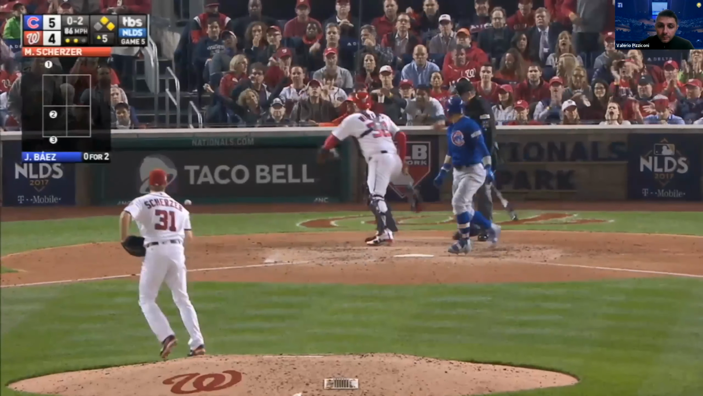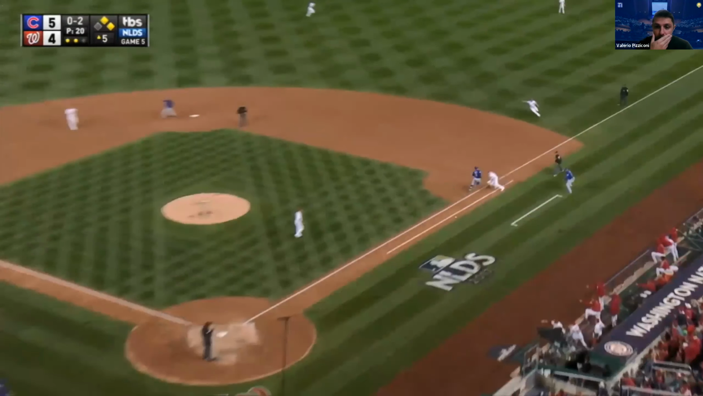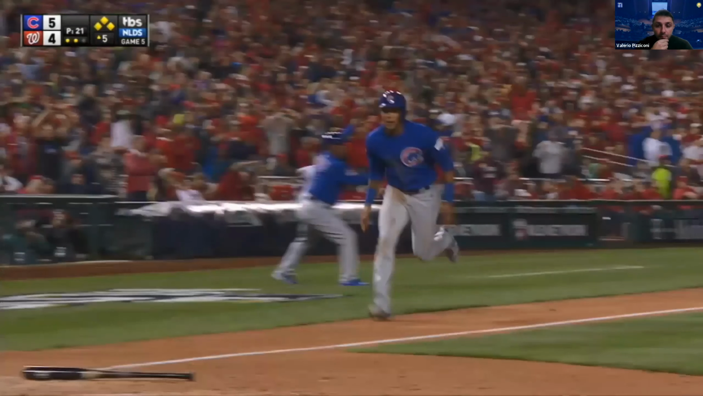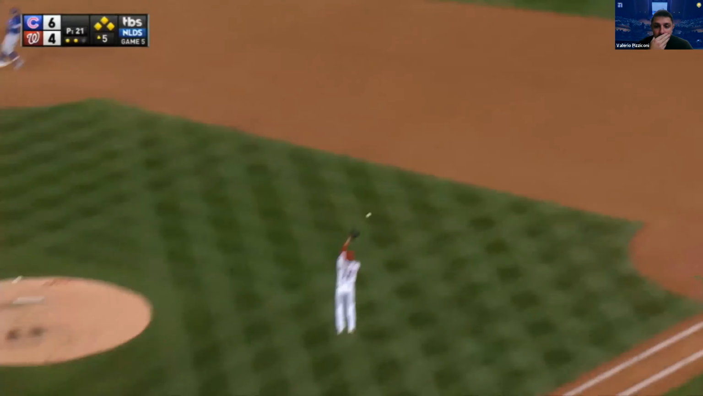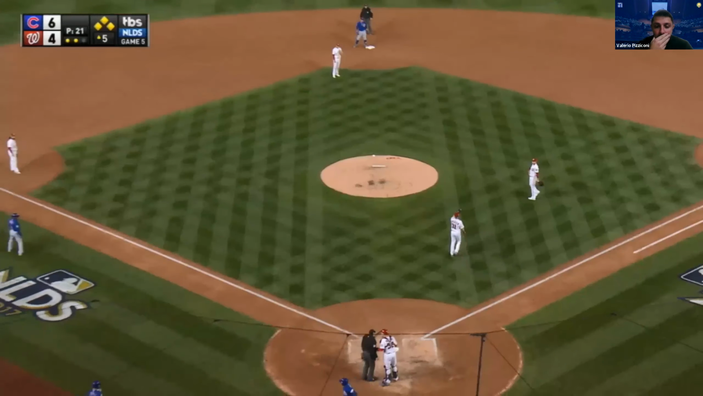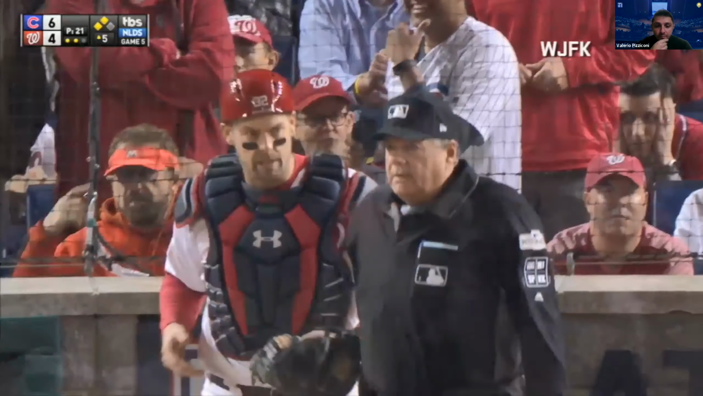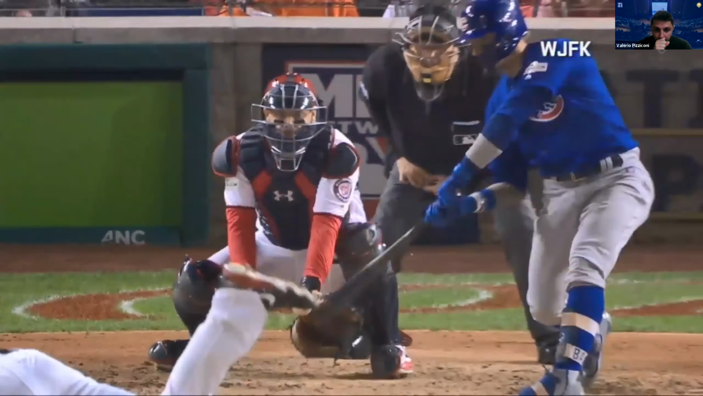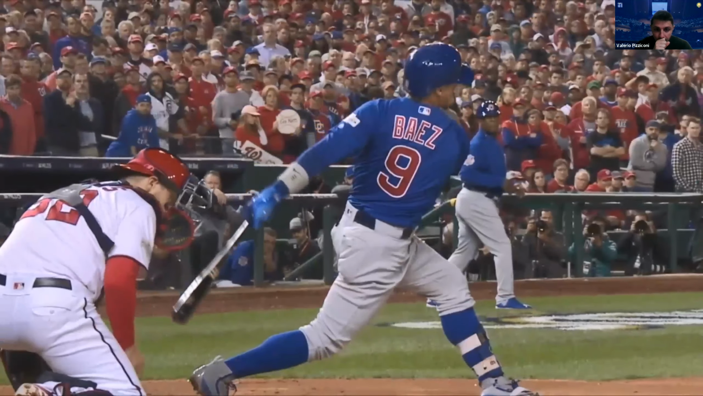Strike three, but the ball gets away. And Baez is going to be safe at first, and a run is going to score. Here comes Russell. Runners are at second and third. Wieters is contending he got hit with the follow-through of the bat. If that's the case, that changes everything. They're calling the umpires in here.